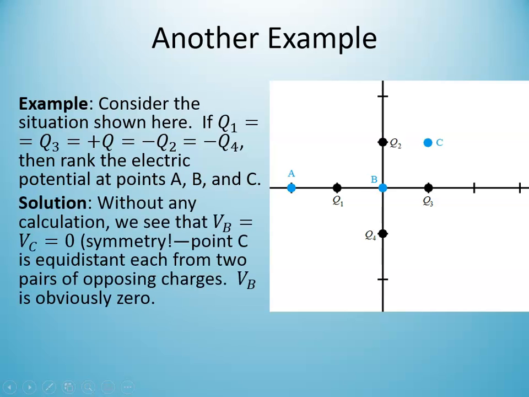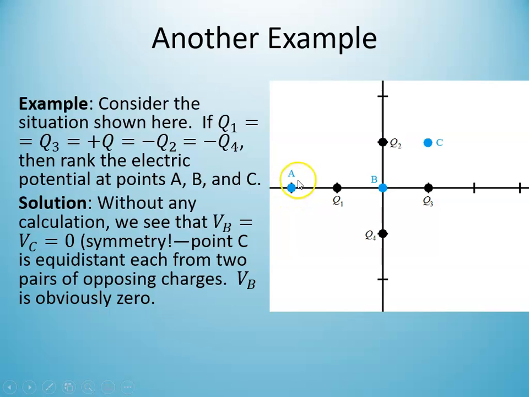What about the other points? Well, point C is equidistant from two opposing charges. Q2 is negative, Q3 is positive. So since it's equidistant from both of those, and there is no vector nature of electric potential, then the electric potential contribution from point charges 2 and 3 at point C cancels. Same thing happens for the electric potential contribution of charges 1 and 4. Those also cancel because those are opposite charges that are equidistant from point C. The only one that's not 0 is actually the potential at point A.